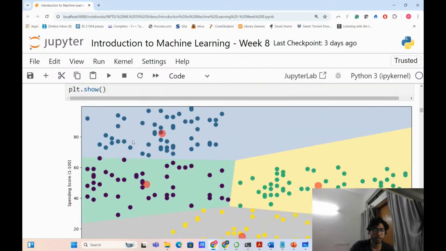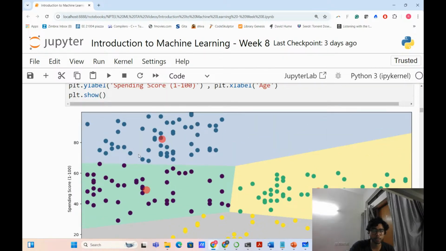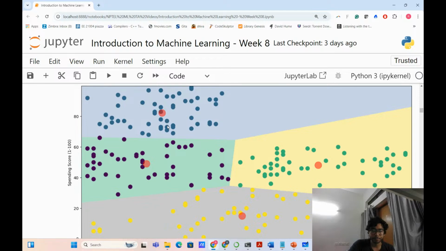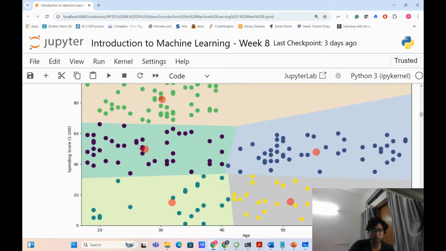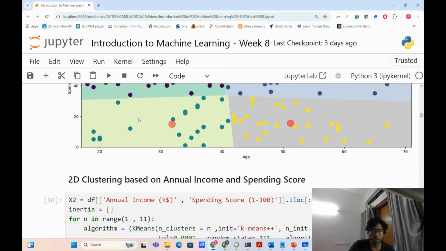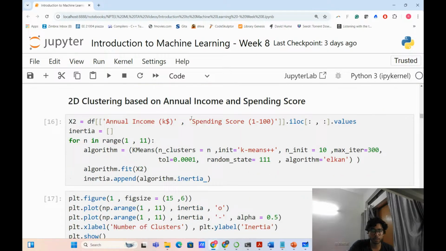So if you want to have an item launched, these will be your target customers, right? These have a higher spending score, and so on. These could be some of the applications. Then again, you can do it for k equals 5 and so on, right? So this will make 5 clusters. You can experiment with this. I will share the notebook.